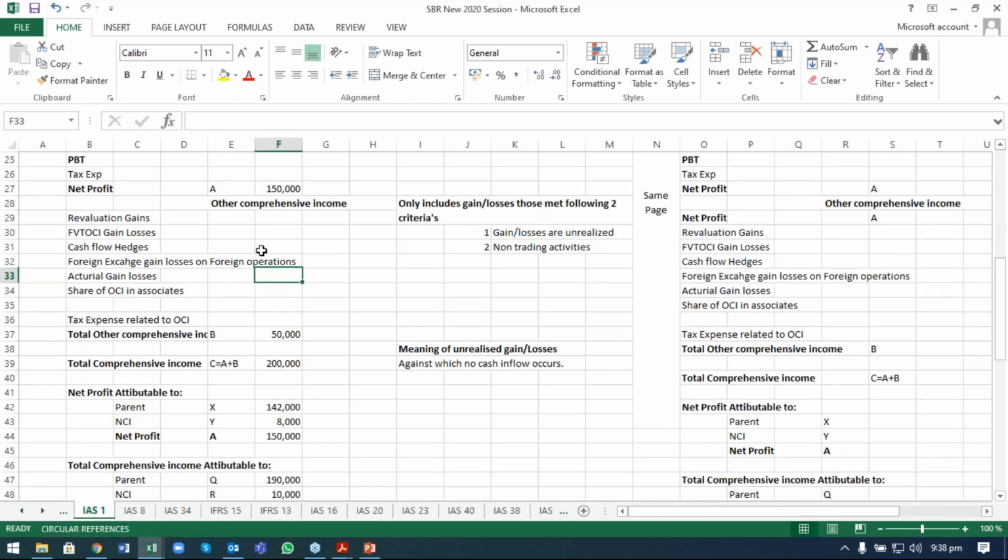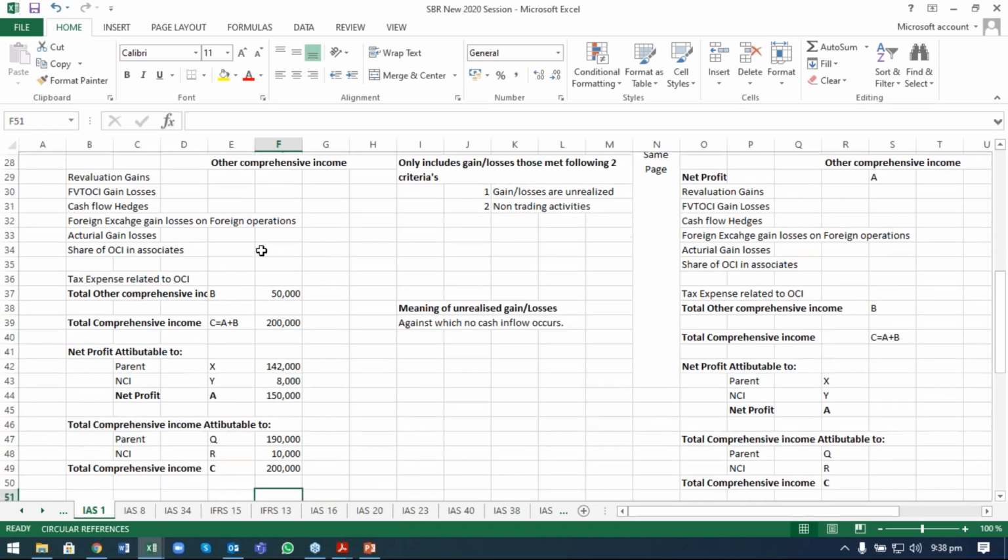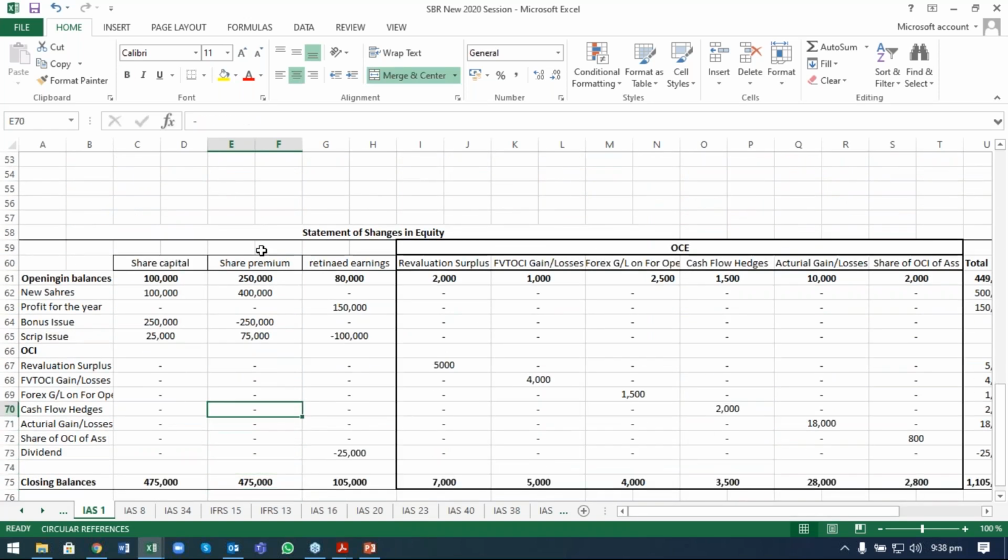This is IS1. So whenever you mean recycling, there is the statement of change in equity. If you are looking into these gain losses, these are the other components of equity, and these are the foreign exchange gain losses. You have seen this 2500. These are the foreign exchange gain losses on operations.